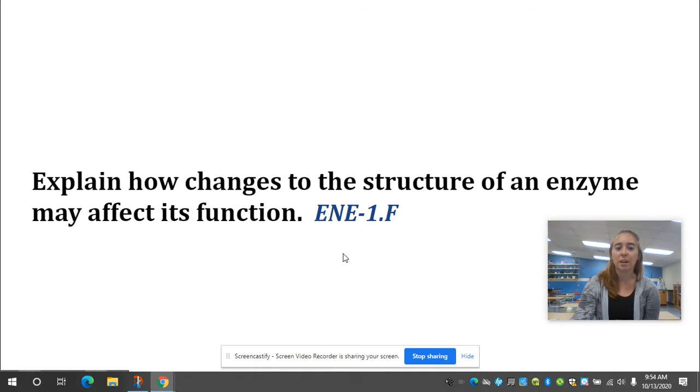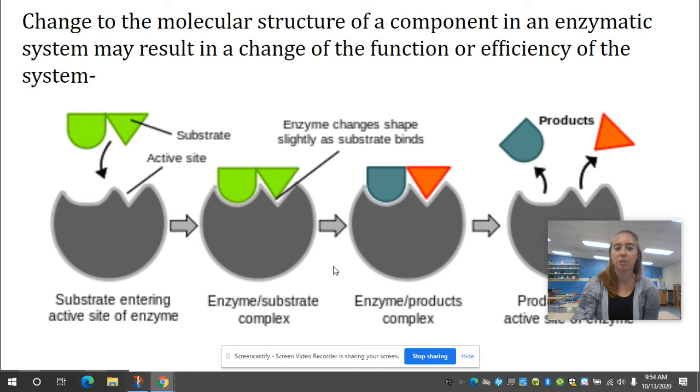So, we're going to first start by talking about the structure of an enzyme and how that affects its function. Just a quick reminder, we have an enzyme and we have a substrate that needs to bind to that particular enzyme. But there are times where things in our body are going to make it so that these things are not able to bind. And so we know that this shape is really, really important.